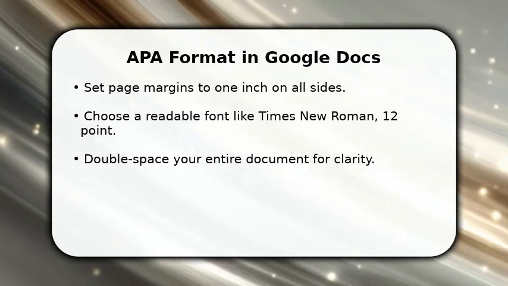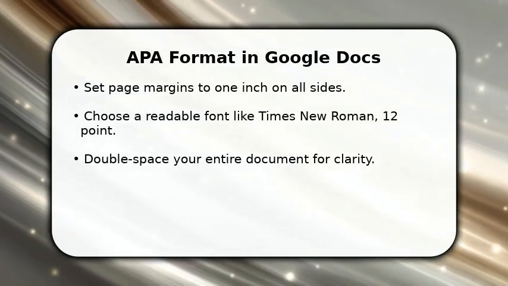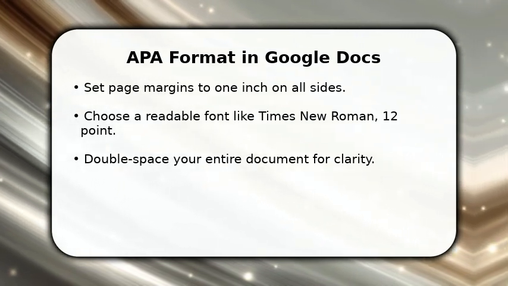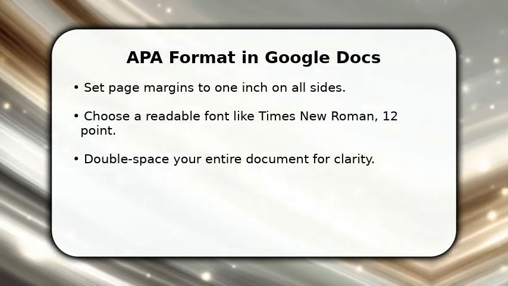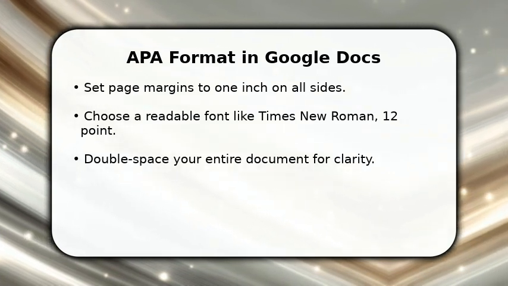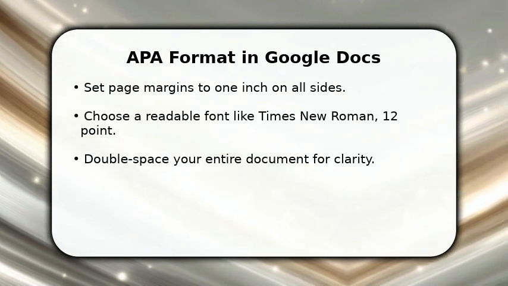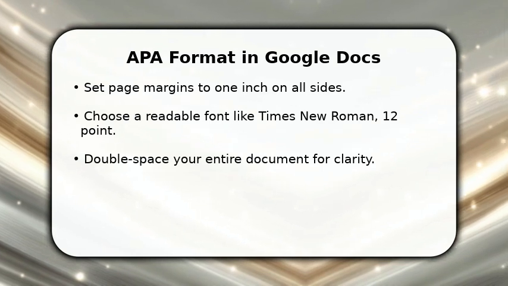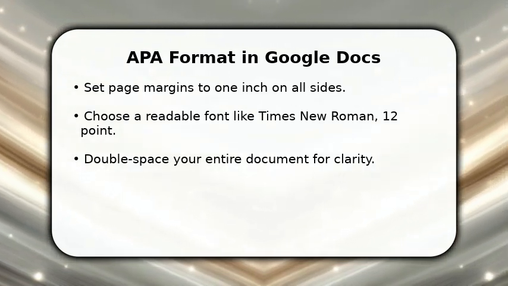In this video, I will explain how to set up APA format in Google Docs. First, open a new document and navigate to the File menu, then Page Setup to adjust your margins to 1 inch on all sides. Next, select a professional font such as Times New Roman at 12-point size. Ensure your entire document is double-spaced by selecting all text and choosing the double spacing option from the toolbar. Finally, insert a running head with page numbers for proper academic presentation.